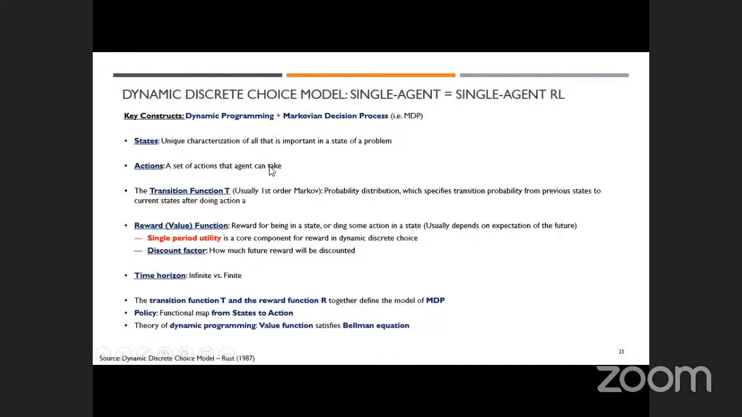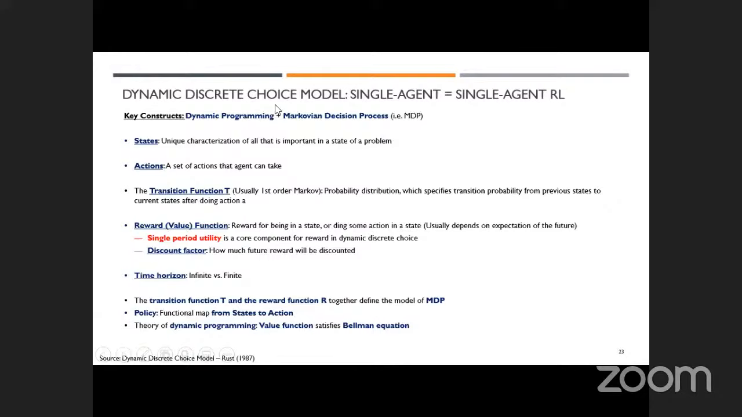For the dynamic version of the model, the key technique you can utilize is so-called dynamic programming in operations research and economics, together with the Markovian decision process, which is basically specifying how many periods of the historical data are relevant for the current state or current environment, right? Also, there are some constructs or theoretical concepts you need to know to specify this problem fully.